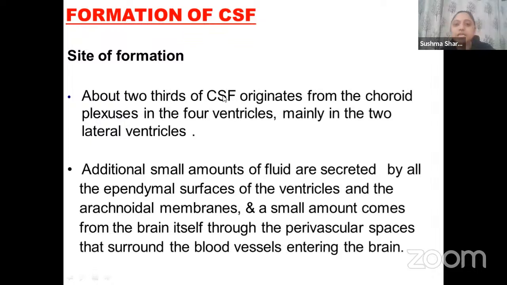Now, what is the site of formation of CSF? About 2/3 of the CSF originates from the choroid plexus in all 4 ventricles, but the 2 lateral ventricles is where the maximum amount of CSF gets produced, right?